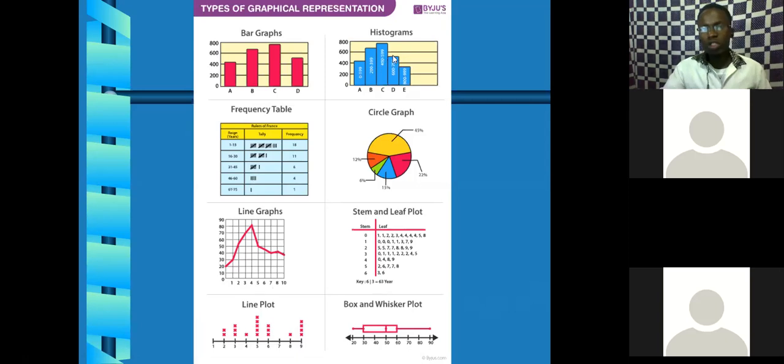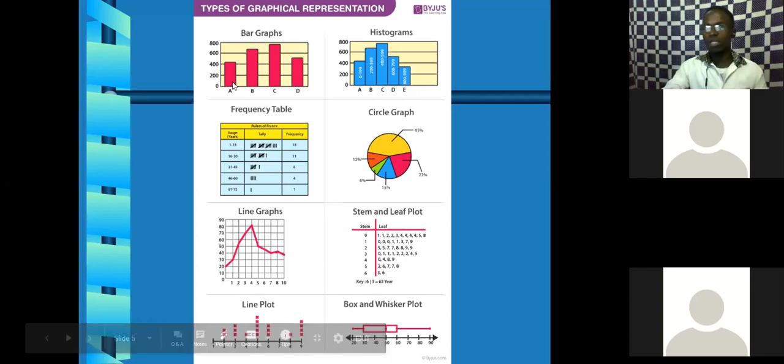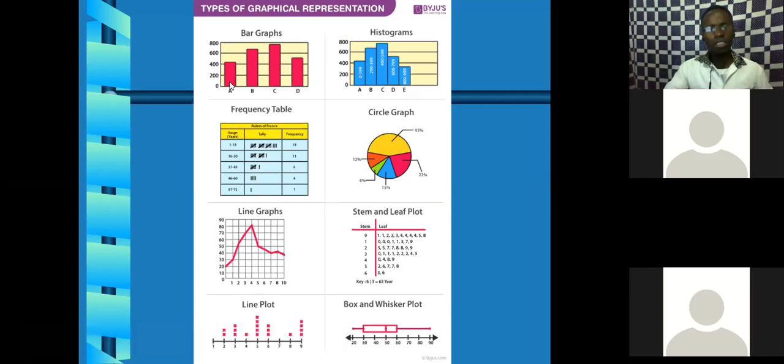Okay, so now a bar graph is used to display categories of data, and it compares the data using solid bars to represent the quantities. So we are using these solid bars to compare quantities. You can compare quantity A and quantity B, using those solid bars.